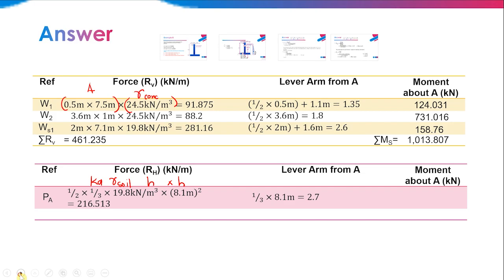And then you get 2.7, multiply it with the force, and then 584.585. So that's it. We don't have any other horizontal forces acting on the face of the retaining wall. There is only this one. That is the total. So that is the total horizontal forces, and that is the total overturning moment.